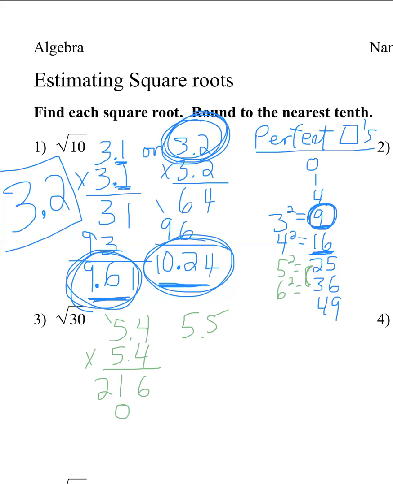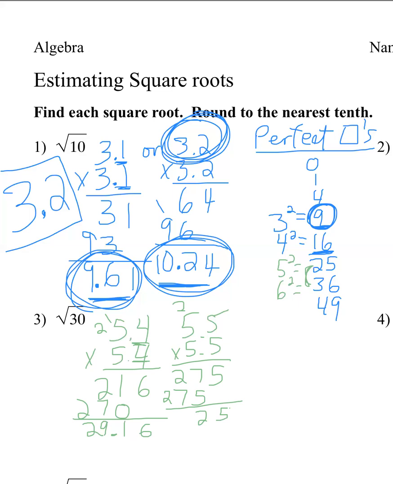21, that's a 0, carry the 2, 27. So I get 6, 1, 9, 2. I have 2 decimal places, so I get 29.16 when I square 5.4. So yep, that is close to 30, but let's just see if 5.5 is closer. 5, carry the 2, 27. 5, carry the 2, another 27. Let's add these together. Carry the 1, that's a 10. And 2 decimal places again. All right, so that one came out to be 30.25.